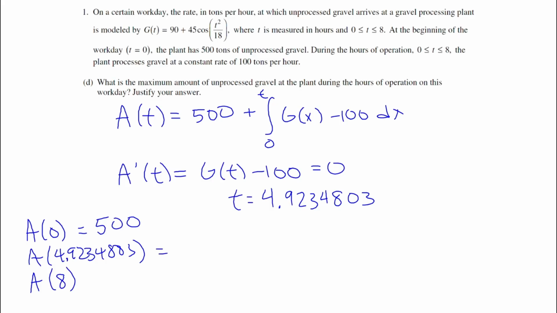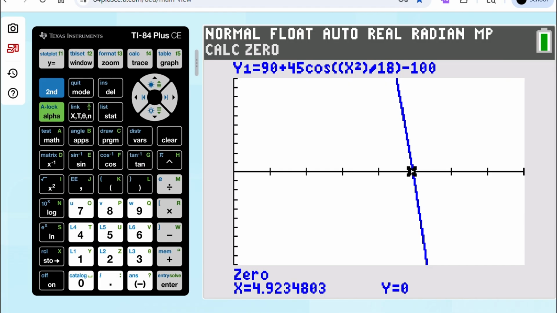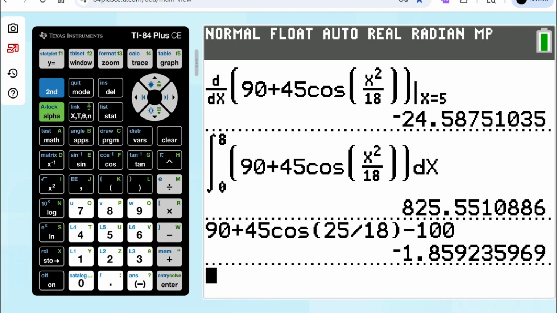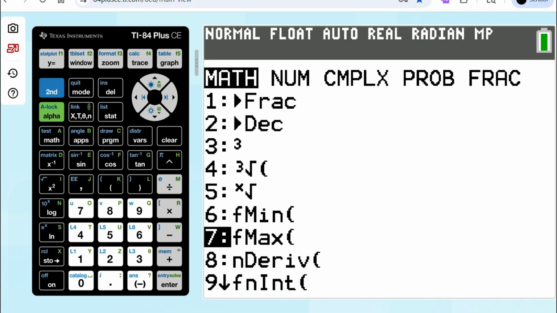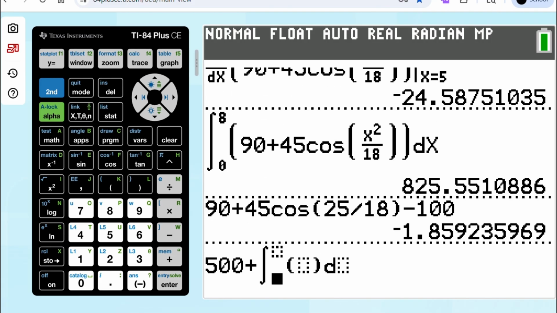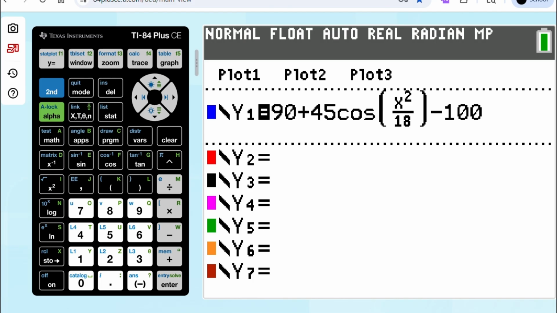To find A of 4.9234803, to find that value, we'll just go to our calculator. We'll go out of our graph, and we're just going to do our function A, which was 500, plus the integral, so math, option number 9, and the integral from 0 to that value that we found, which was 4.9234803 of our function. Instead of having to rewrite that g minus 100, the nice thing is we've graphed it. It's in the y1 screen here.